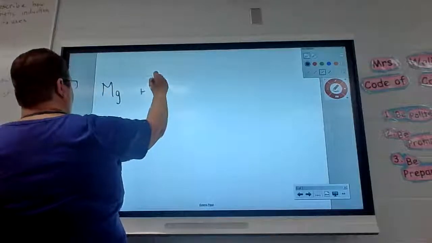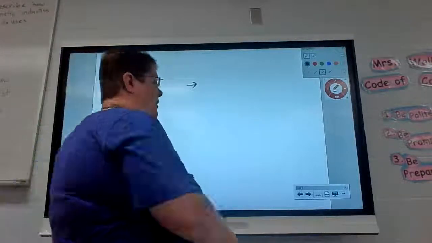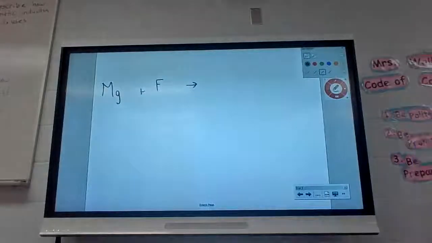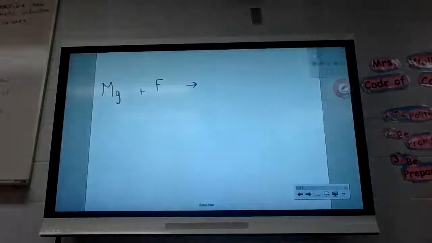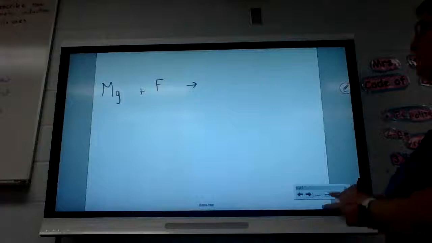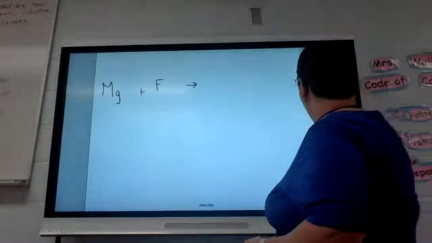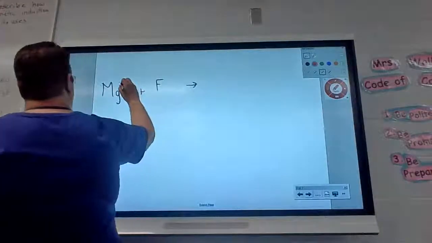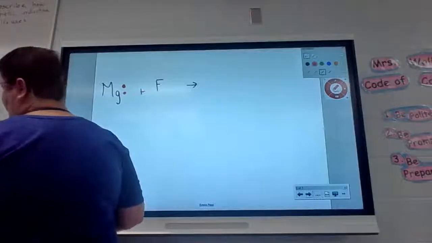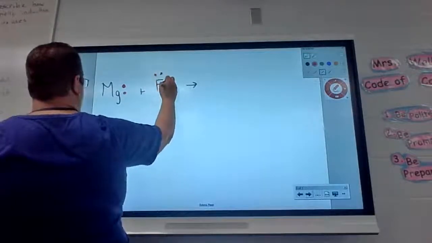All right, so Mg plus F. How many electrons does magnesium have in its outer shell? 2. Okay. How many electrons does fluorine have in its outer shell? 7.